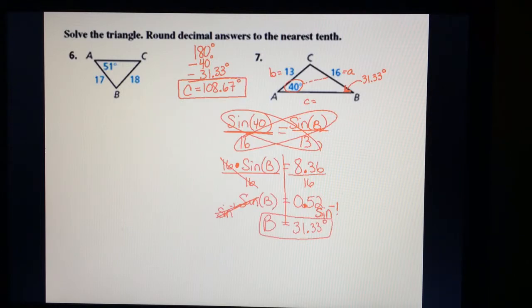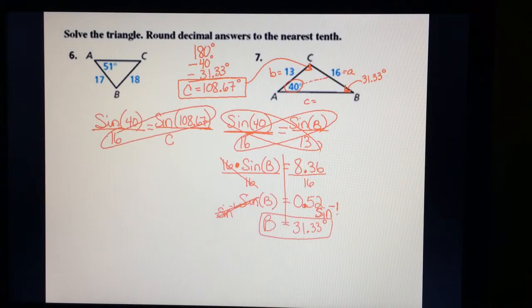We have to set up one more proportion because I do know angle C, but I still do not know side C, okay? So again, since angle C and angle B are decimals, I'm going to stick with angle A for my proportion, so sine of angle A, which was 40. And his corresponding side was 16. And I'm trying to find side C. So that's going to go down here. I do have to use, though, that angle C, 108.67. So I have to kind of use that decimal anyways, but at least only one of them is a decimal. So when I solve for C, I'm going to cross multiply.